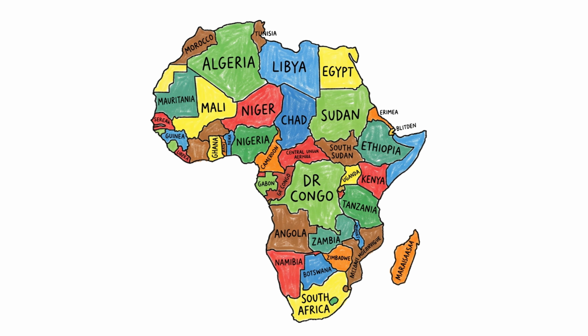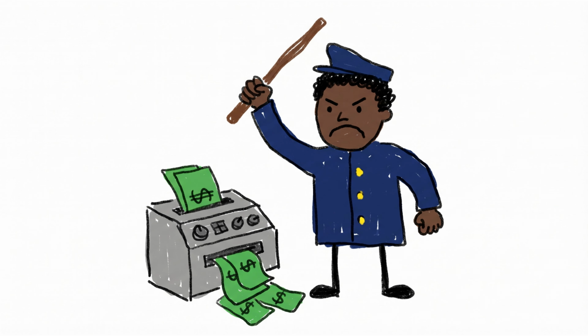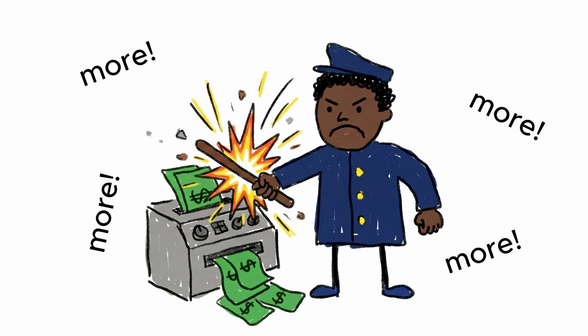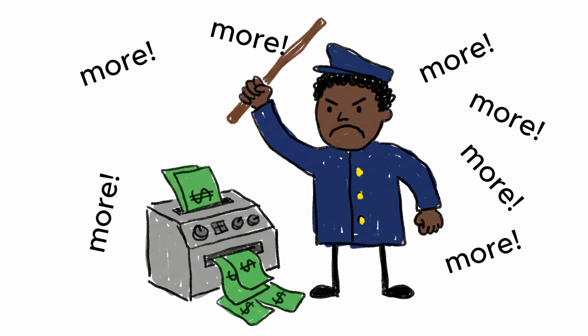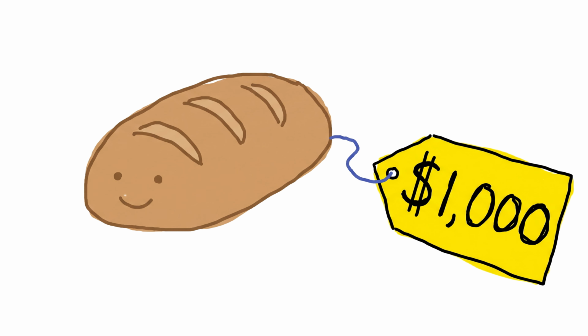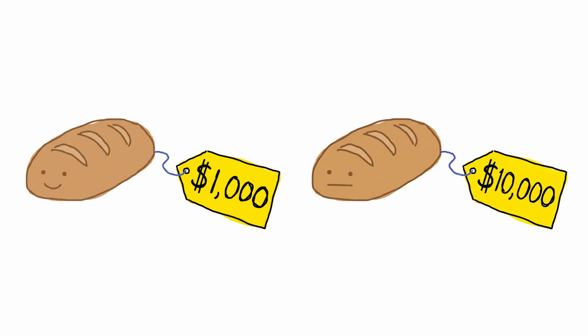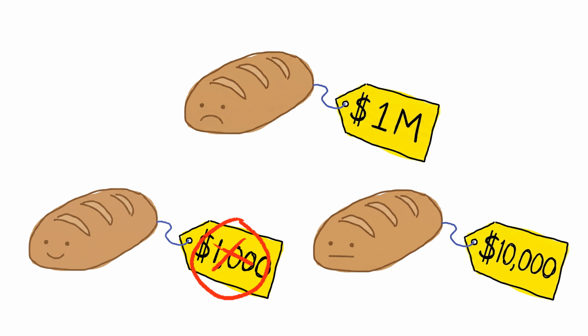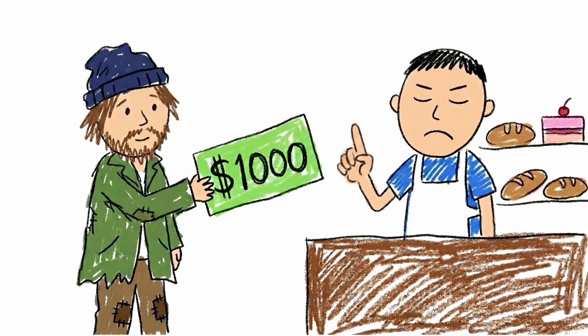An extreme example happened in Zimbabwe. The government printed too much money without matching economic growth. What happened? Prices skyrocketed. Today, bread costs $1,000. Tomorrow, it becomes $10,000. Next week, it's $1 million. This is called hyperinflation. And at that point, money becomes almost worthless.